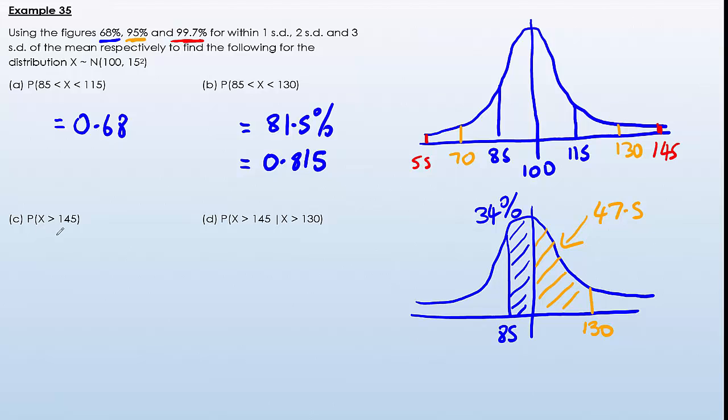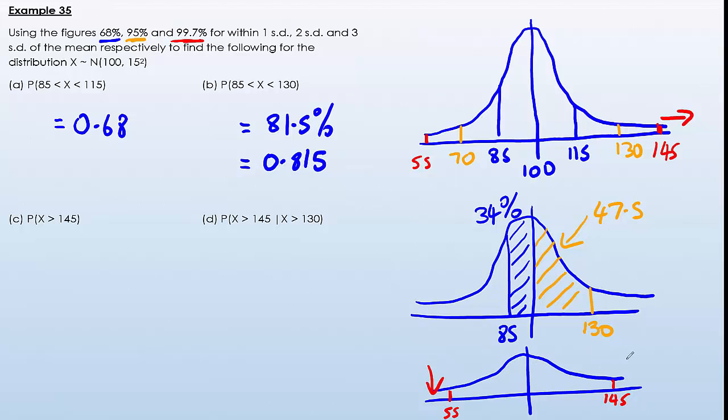Now we have the probability that X is more than 145. So that's going to be just up here. Now we know between 55 and 145 we have 99.7. So if we just have another sketch down here, so 145 is there. Between the red markers is 99.7.